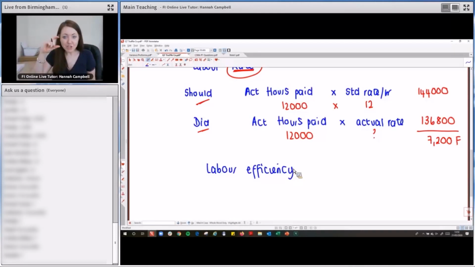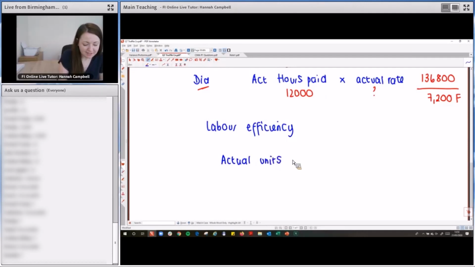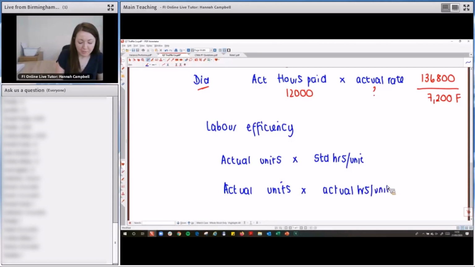So we've changed the quantity, so the price remains the same at the standard rate. Okay. So in terms of labour efficiency, we want to take our actual units multiplied by our standard hours per unit, compared to our actual units multiplied by our actual hours per unit.